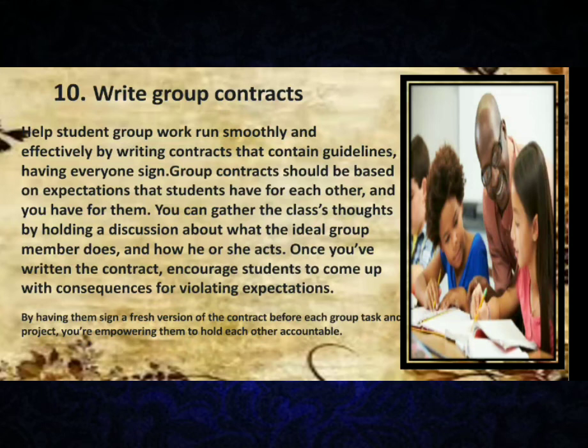7. Write group contracts. Help student group work run smoothly and effectively by writing contracts that contain guidelines. Group contracts should be based on expectations that students have for each other and you have for them. You can gather the class's thoughts by holding a discussion about what the ideal group member does and how he or she acts. Once you've written the contract, encourage students to come up with consequences for violating expectations, having them sign a fresh version of the contract before each group task and project, or empowering them to hold each other accountable.